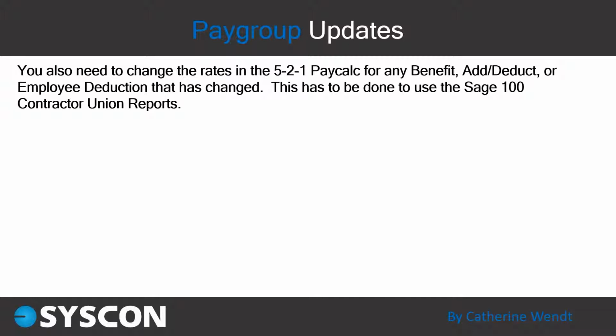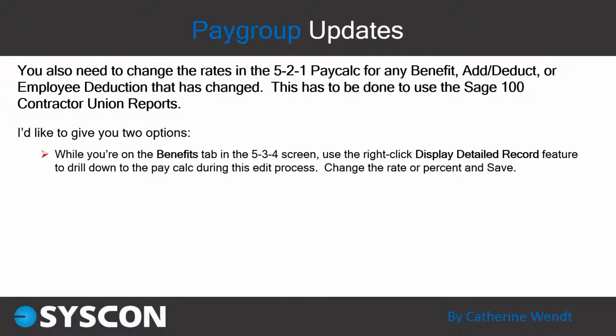But the union reports that are defaulted in Sage 100 Contractor are going to look to the pay calc screen in order to print those 21 and 31 reports from the 5-1 screen. So the next thing that you need to consider is updating the dollar amount in the pay calcs themselves for your benefits, add deducts, employee deductions. So I've got a couple options for you.